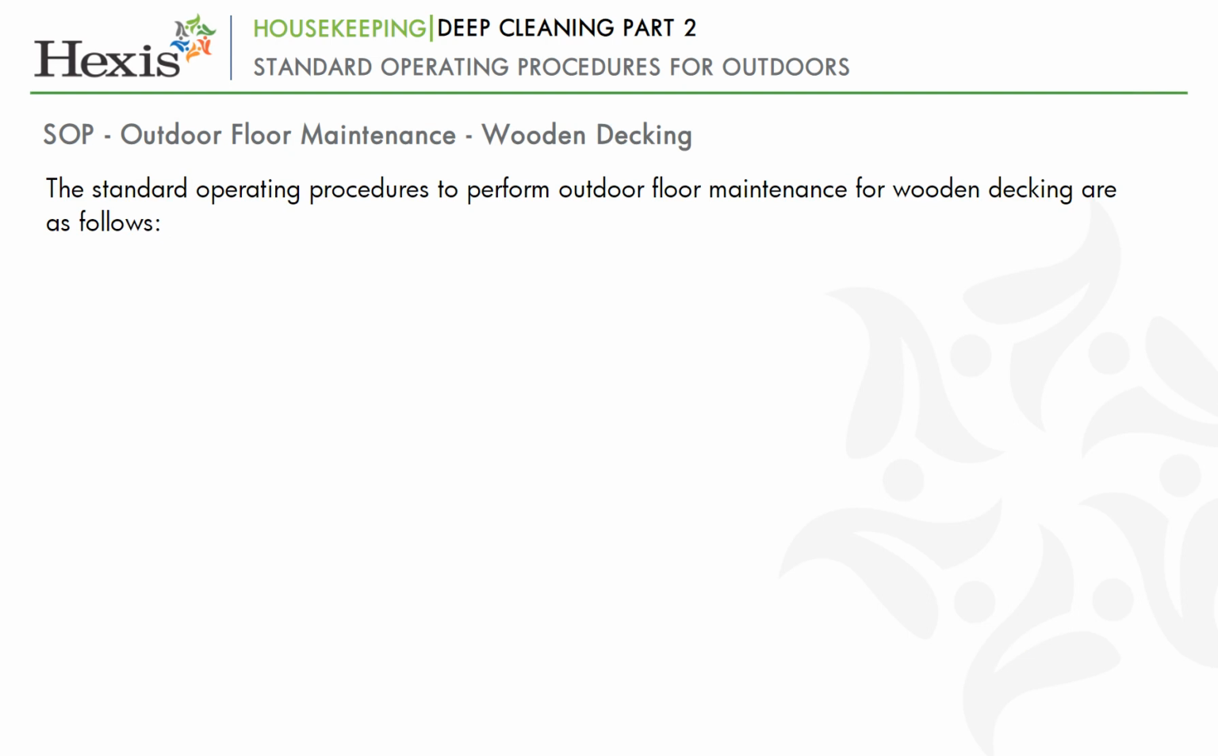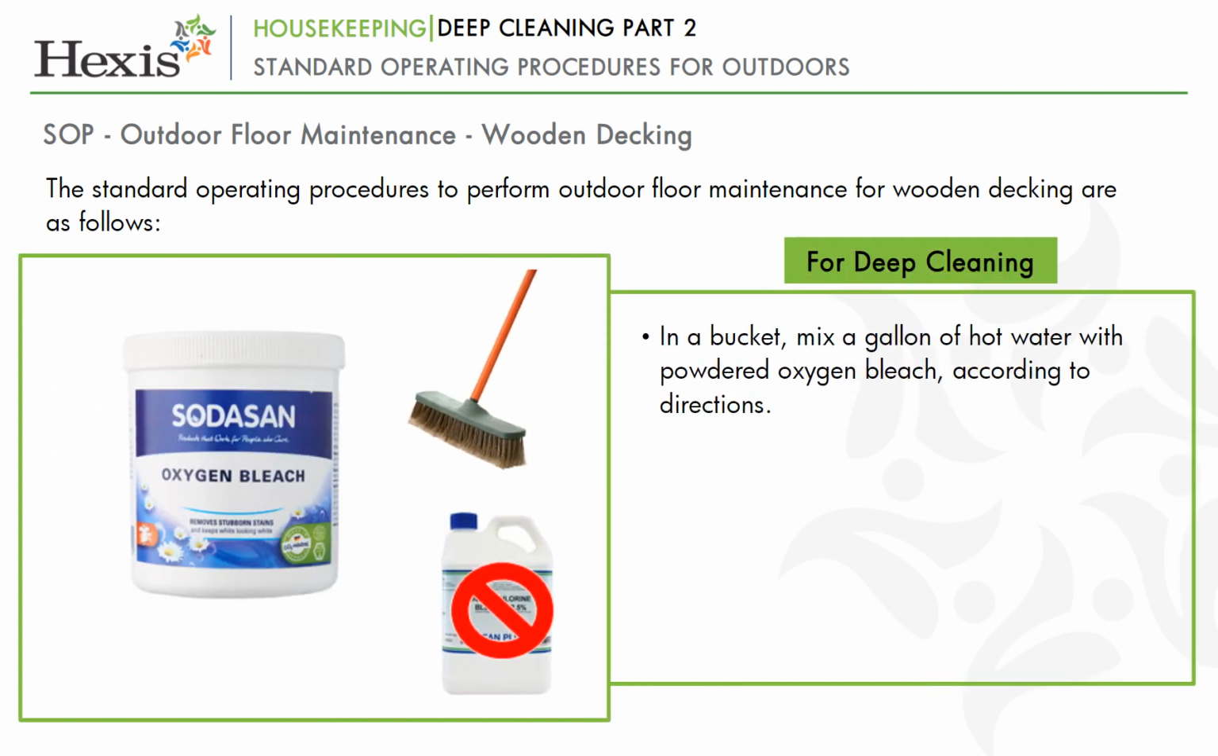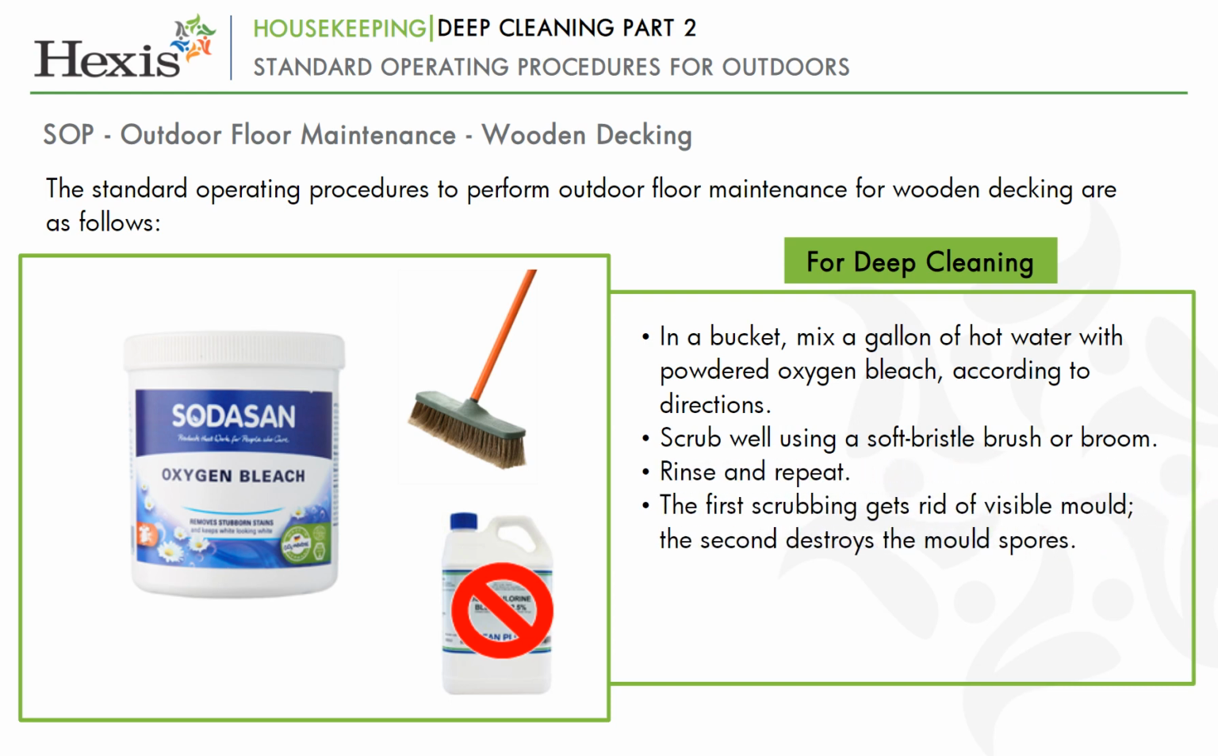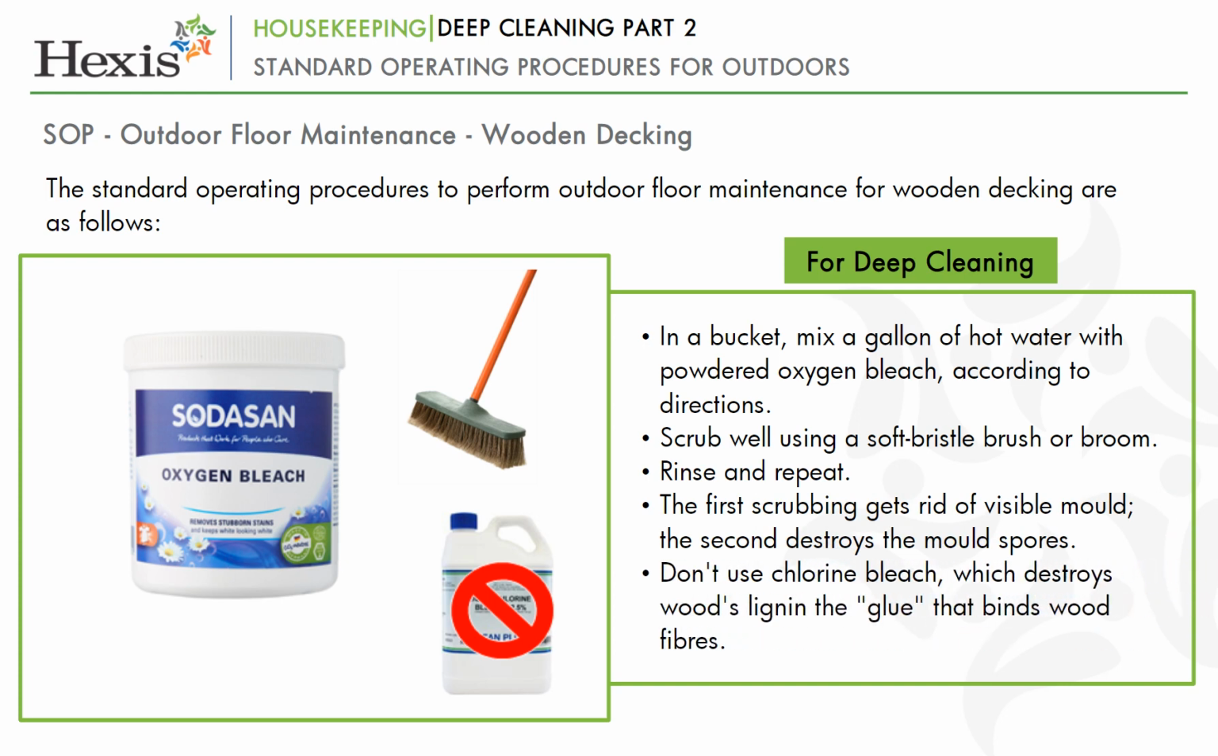The standard operating procedures to perform outdoor floor maintenance for wooden decking are as follows. For deep cleaning, in a bucket, mix a gallon of hot water with powdered oxygen bleach according to directions. Scrub well using a soft bristle brush or broom. Rinse and repeat. The first scrubbing gets rid of visible mold, the second destroys the mold spores. Don't use chlorine bleach, which destroys wood's lignin, the glue that binds wood fibers.